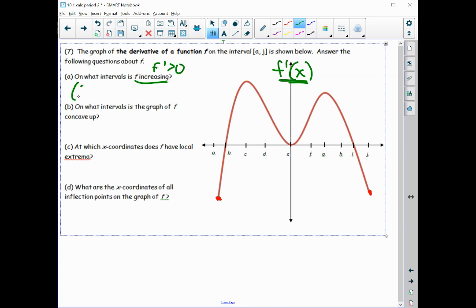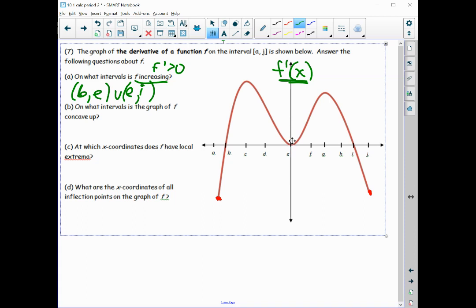So that's going to be from, oh, I forgot to tell you to pause me, but hopefully you did. And now you're unpausing me. If not, pause me, try it, and then unpause me. Okay, so F is increasing from B to E, and then from E to I, because that's where the derivative graph is on the positive side.